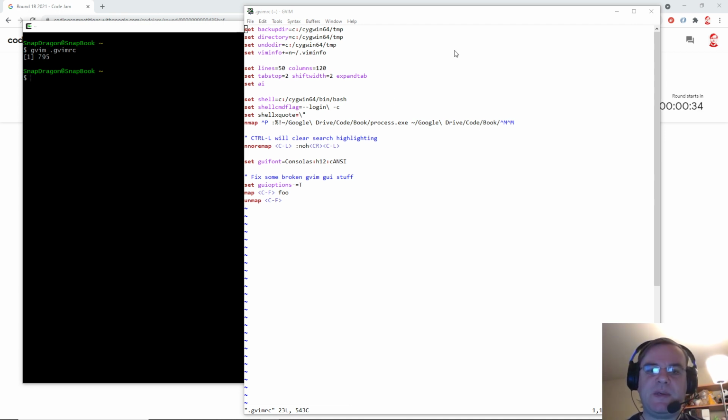A few people have asked to see my GVim RC, so it's open here. It's nothing special. This is my process function that auto adds includes. That's the only interesting thing about it. So yeah, don't expect anything super special today.